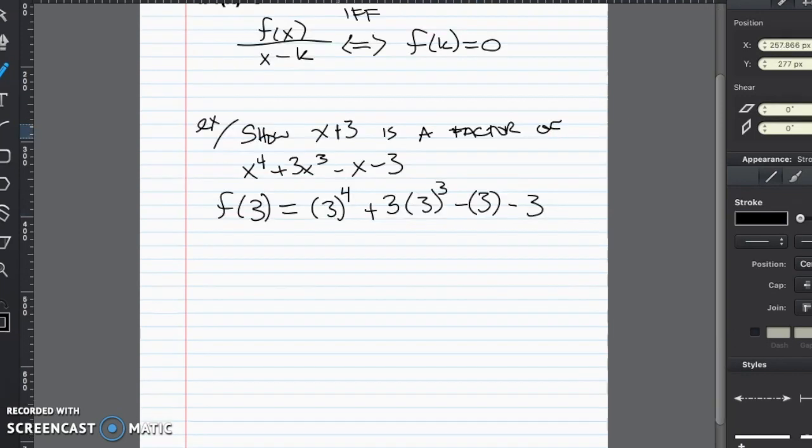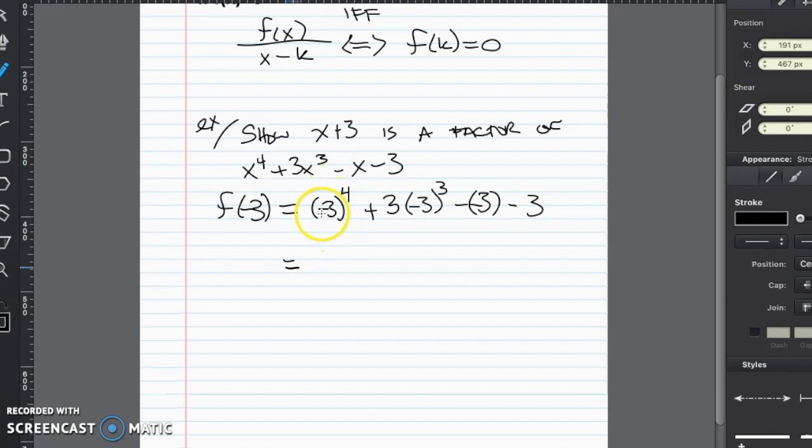So let's look at an example here. We have: show that x plus 3 is a factor of this polynomial. So what I'm going to do is plug in f of, and again, I look at my term. I have a plus 3 here, but I have a minus k here, so this is actually a negative 3, right? So I'm going to put negative 3 in where I have an x, right? So let's see if this works out. We can only try, right?